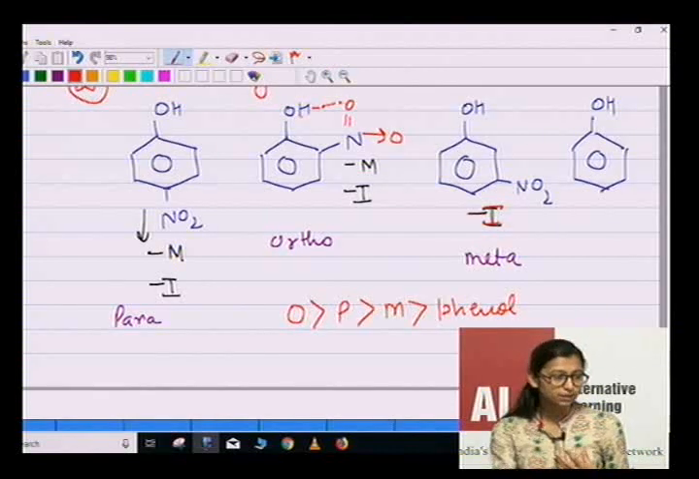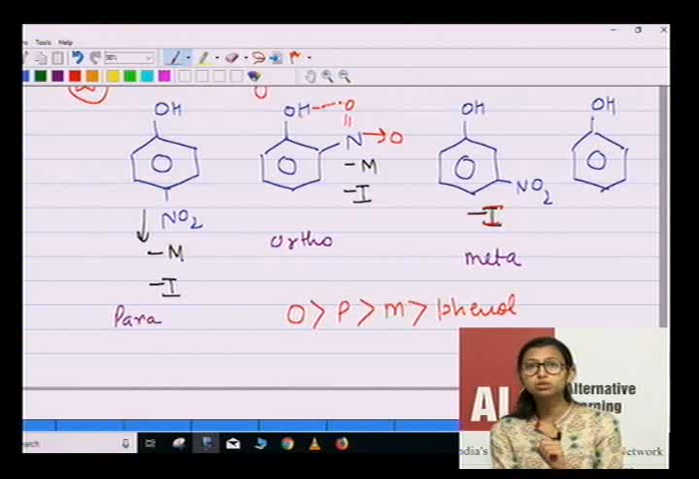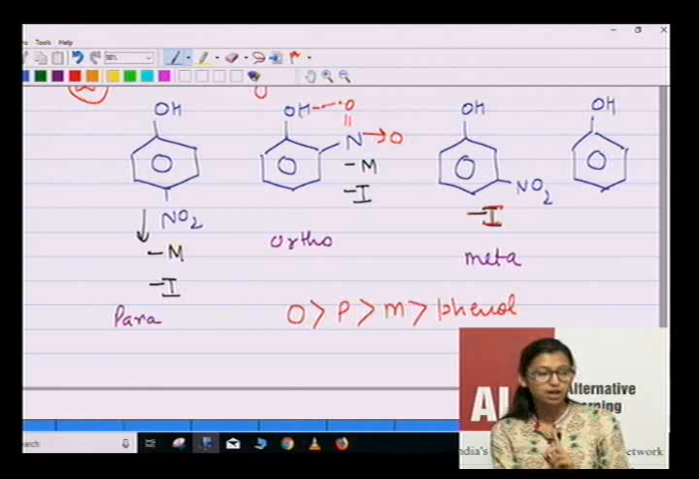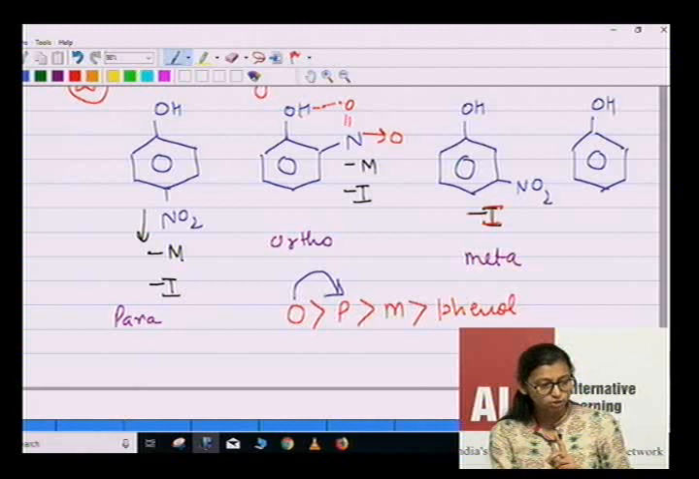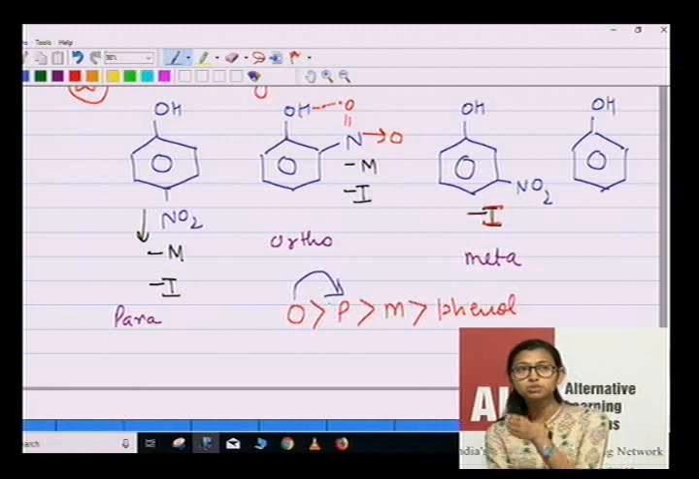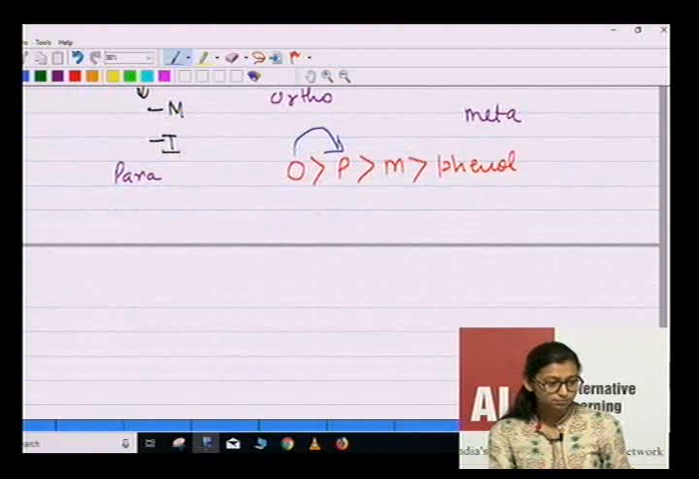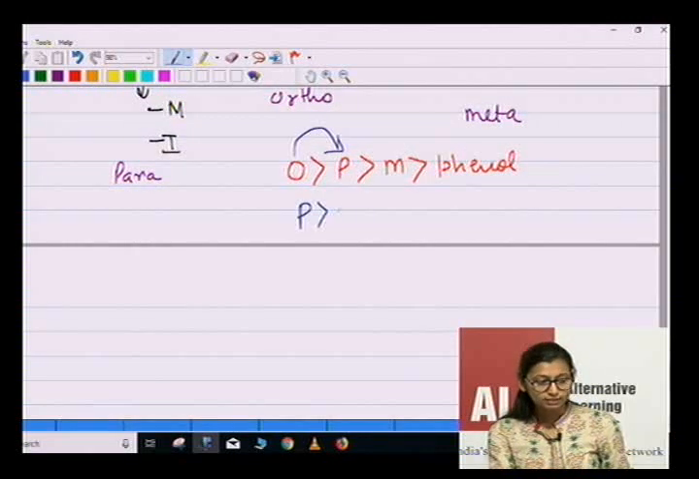So what will happen, and many times students make the mistake: as the first order you have written, Shillong, you put the ortho one in the last. Don't put it in the last. Just look at the screen. You have to make one jump here, so ortho will get one step back. So what order will I be getting? It will be para, then ortho, then meta, and then phenol.